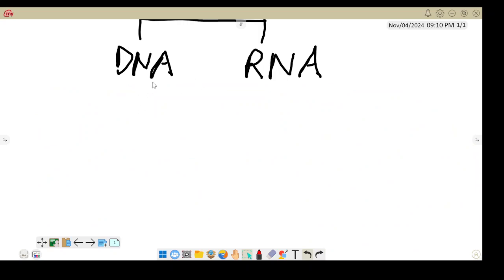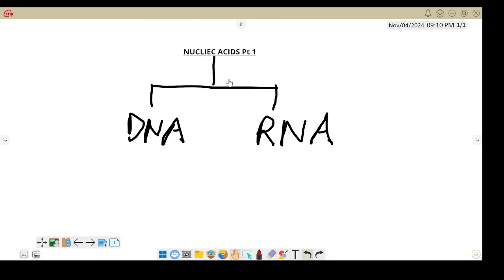Okay, so now we're talking about nucleic acids. So just a reminder of where we are. This is nucleic acids. We have DNA and RNA. And then from here now, so the DNA and RNA, I've listed those differences. Yeah, and then now they obviously have something in common.